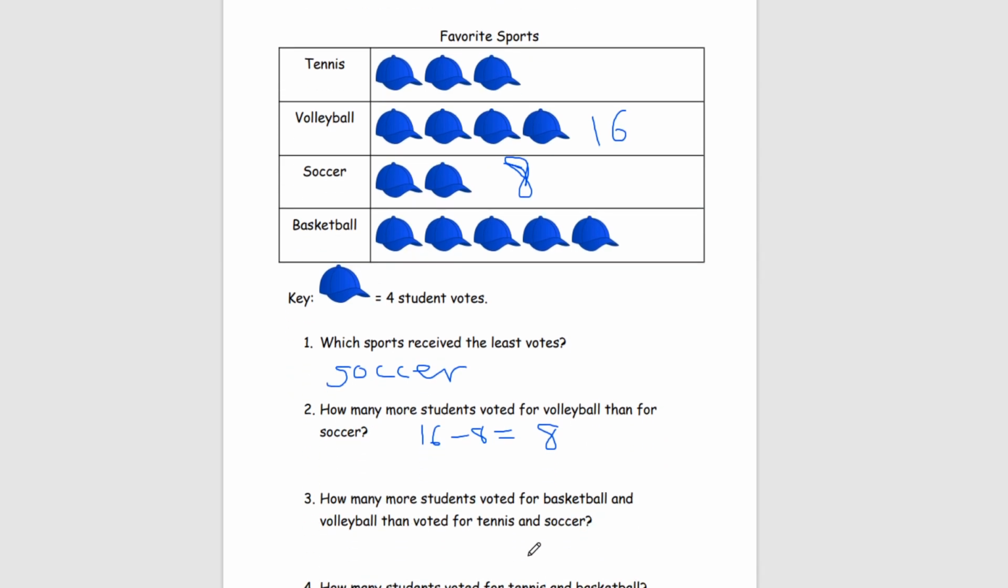And same thing for number 3. This time we have to add up basketball and volleyball, and add up tennis and soccer. For tennis, we have 3 hats, which is 3 times 4, which is 12. For basketball, we have 5 hats, so 5 times 4 is 20. So basketball plus volleyball is 20 plus 16, that gets us 36. And we're subtracting soccer and tennis, which is 12 plus 8, which is 20. Then we get our answer of 16 more students.